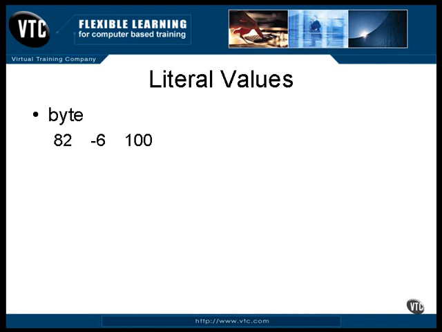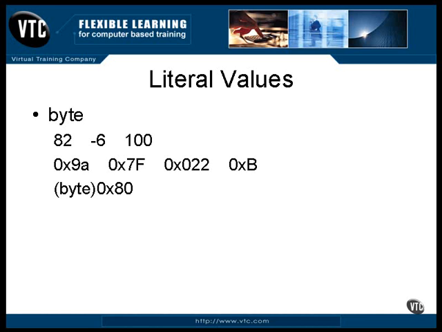In Java, you can declare a hexadecimal value by beginning a number with a 0 and the letter X. All of these are valid hexadecimal numbers and will fit into an 8-bit byte. Now, if you want to set the first bit of a hexadecimal byte value, which will make it a negative number, you'll need to cast it like this.